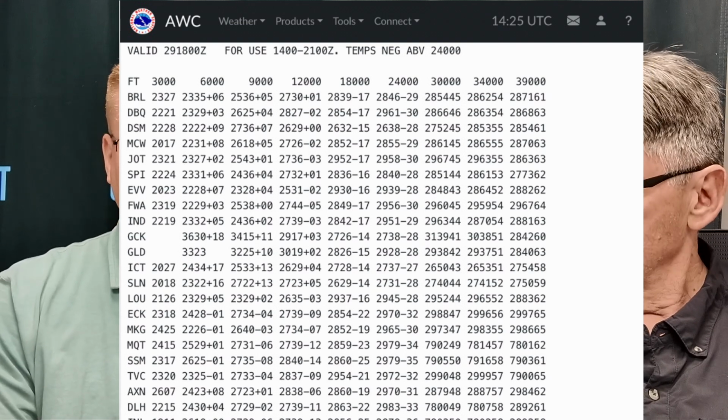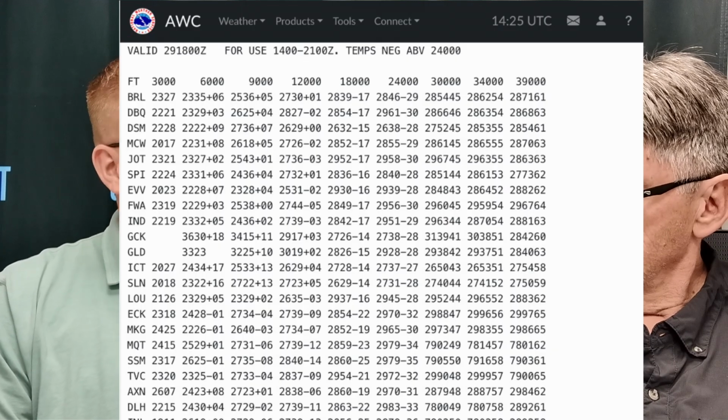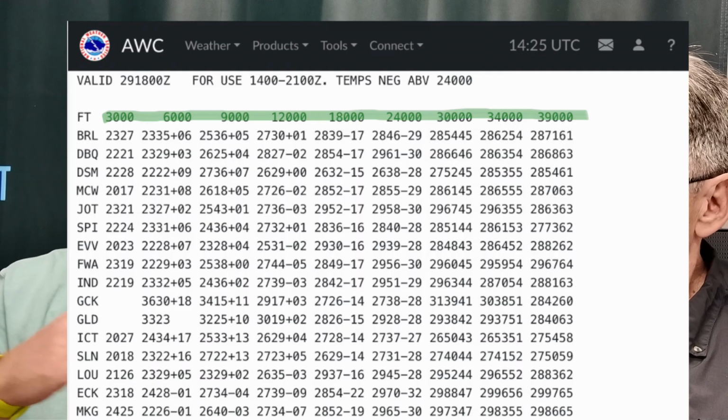If you look at the very top, temperatures are negative above 24,000. So it's always going to be negative, and there's no reason to put the minus sign. Everything above 24 is negative, although it doesn't have the negative sign. So sometimes you just have to read the charts. The altitudes are 3, 6, 9, 12, 18, 24, 30, 34, 39. Those are the altitudes on this chart. And so we're going to go down.